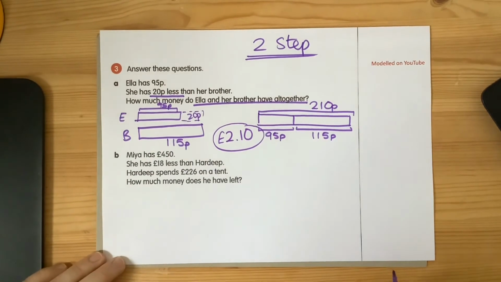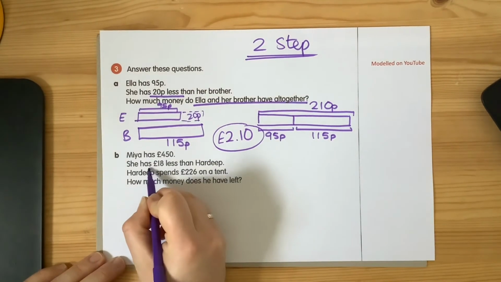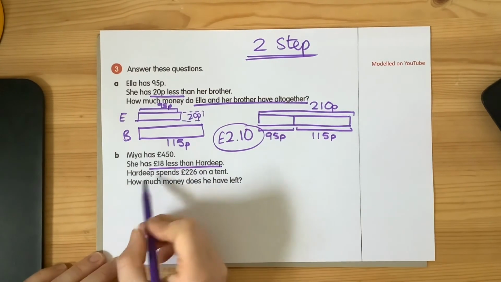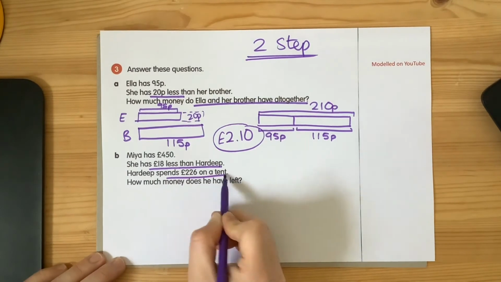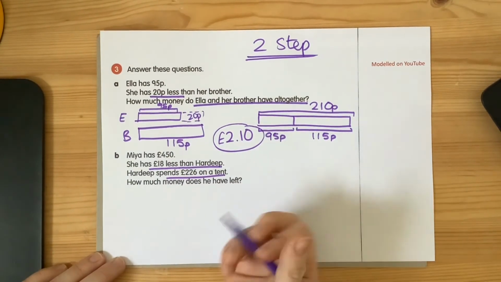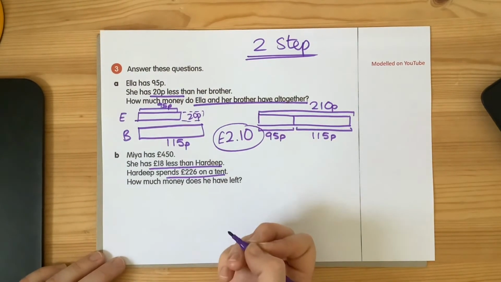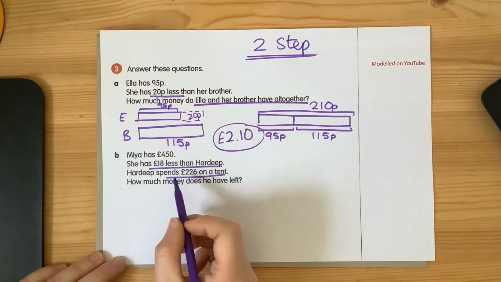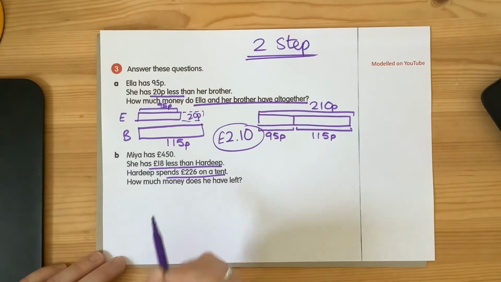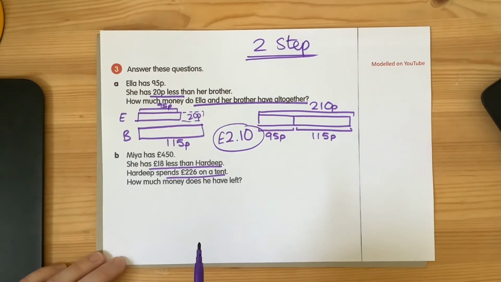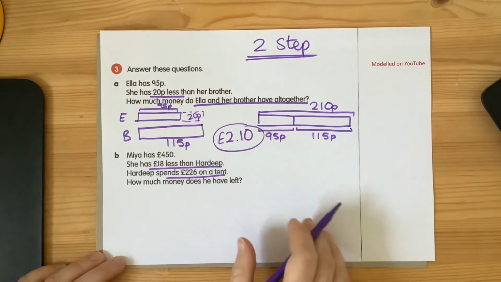Now Maya has £450. She has £18 less than Hardeep. Hardeep spends £226 on a tent. How much does he have left? Now that sounds like it's millions of steps, but I promise you it is not. First step, find out how much money Hardeep has. Second step, find out how much he has after he has spent some.